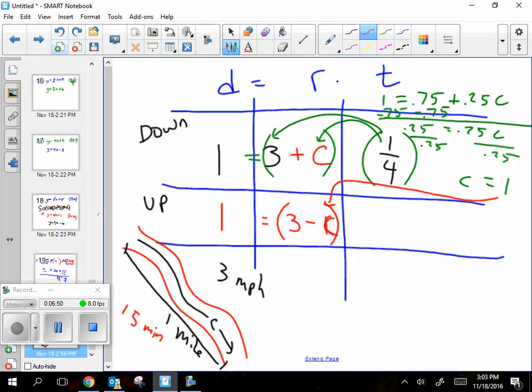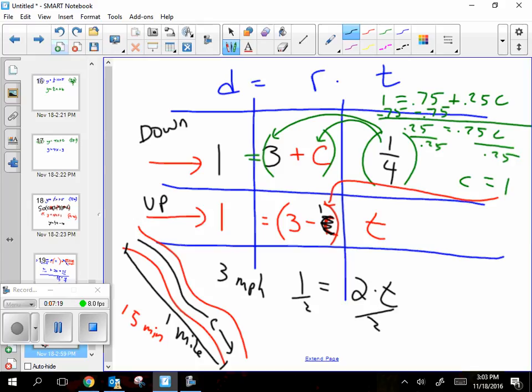Okay, and then the time. I don't know how much time it's going to take, so I'm going to call it t. And some people feel like, well, if there's 2 variables, then I must have done something wrong because you can't solve it. Not true. You have 2 equations and 2 variables. So the first equation can be solved. You find out what c is, and you put it in here. So instead of c being a c, I'm going to put in a 1. And now I have 3 minus 1 is 2. So this equation really reads 1 equals 2 times t.